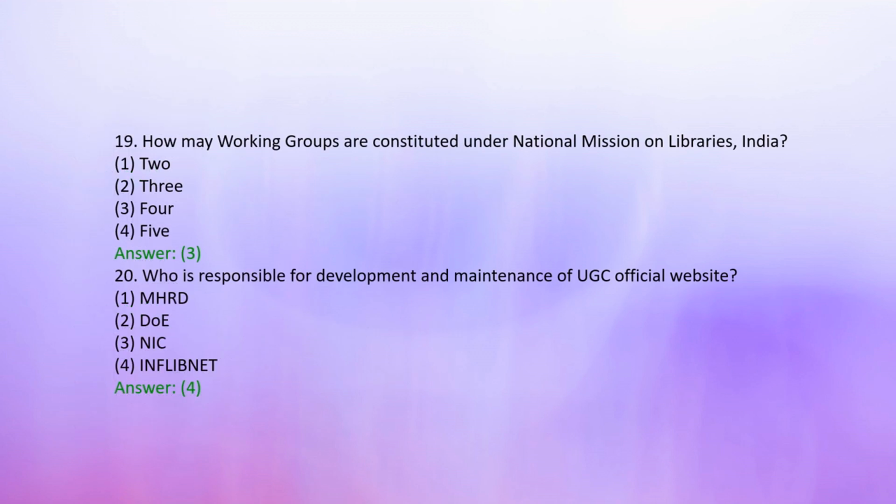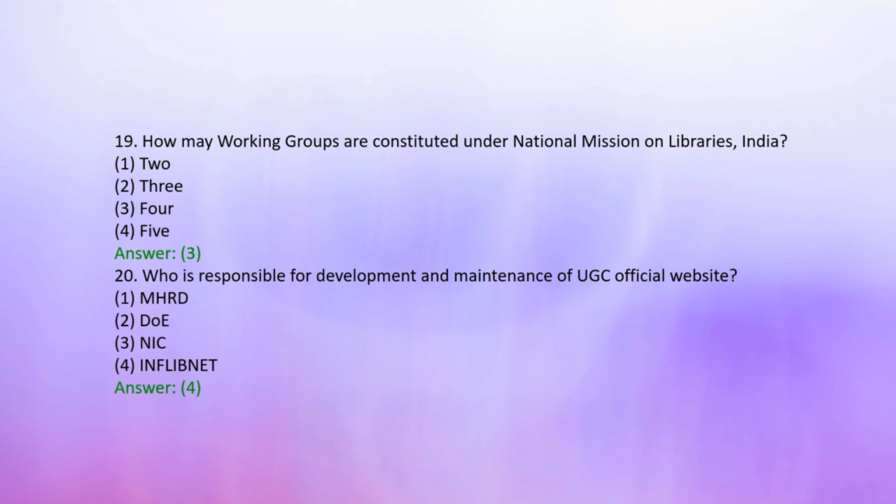Number 19. How many working groups are constituted under National Missions of Libraries India? Number 1, 2; number 2, 3; number 3, 4; number 4, 5; and correct answer is 3, means number 3, 4.